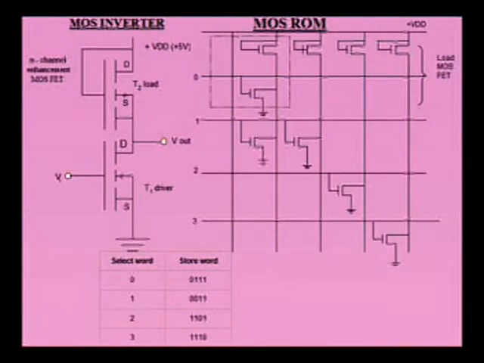In this case, the MOSFET we are using is an N-channel enhancement MOSFET. T1 is the driver MOSFET in the figure, and T2 is the load MOSFET. So in this case, instead of using a resistor, we are using the MOSFET itself as a resistor, because the MOSFET is 20 times smaller in size than an ordinary resistance. For that purpose, we are using the MOSFET itself as a load.